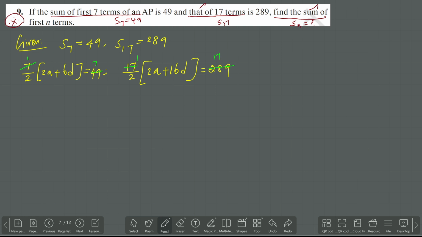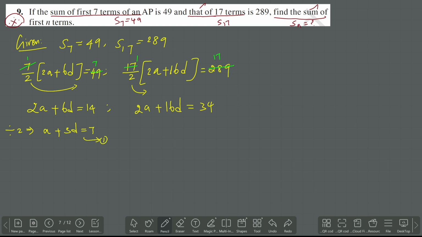Now we are moving with this divided by 2. Divided by 2 also, when you take 2 commonly outside, what am I getting? We'll send that side. Right, send this 2. Then what am I getting? 2 times (a plus 6d) equal to, 7 2s are 14. If you multiply this small number. Here also I am sending the 2 opposite. Then 2a plus 16d, which is equal to 17 into 2, 34. Then I am going to divide by 2 on both sides. So what am I getting? A plus 3d equal to 7, equation number 1. Now again a plus 8d equal to 17, equation number 2.